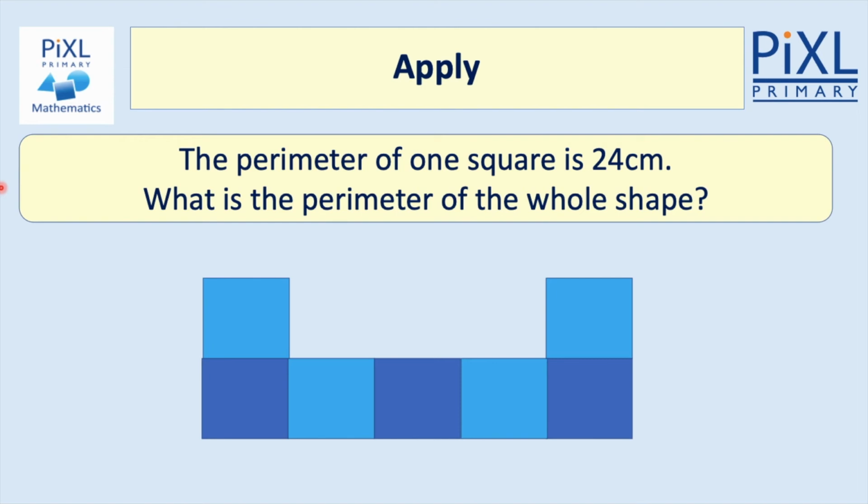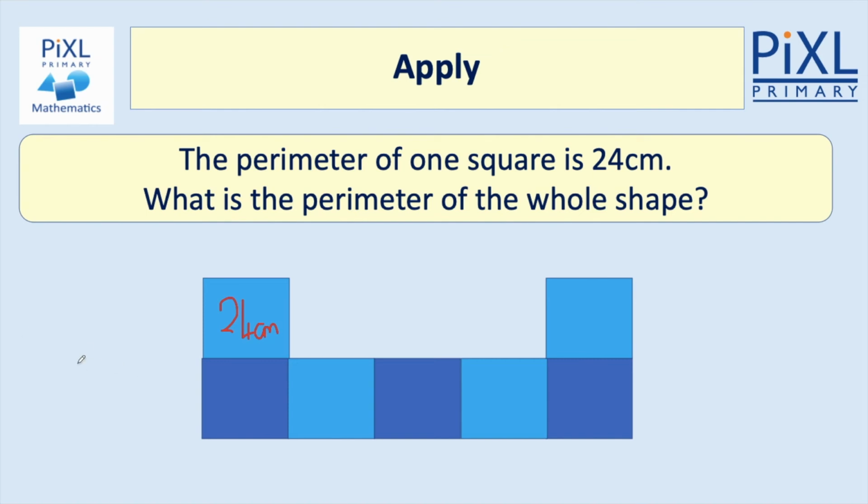The perimeter of one square is 24 centimetres. What is the perimeter of the whole shape? So one square is 24 centimetres. So pause the video here and have a go at working out the answer to that one.